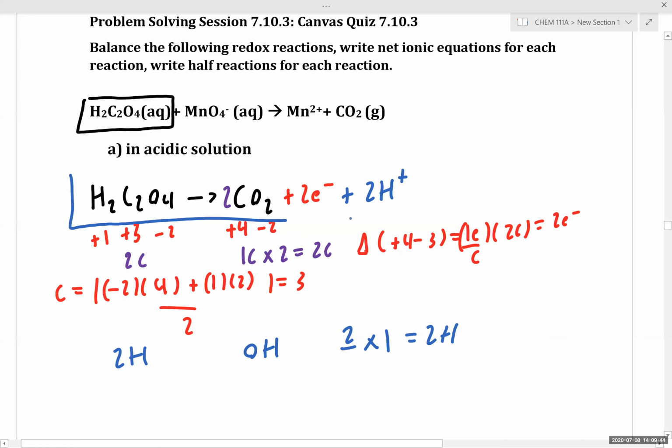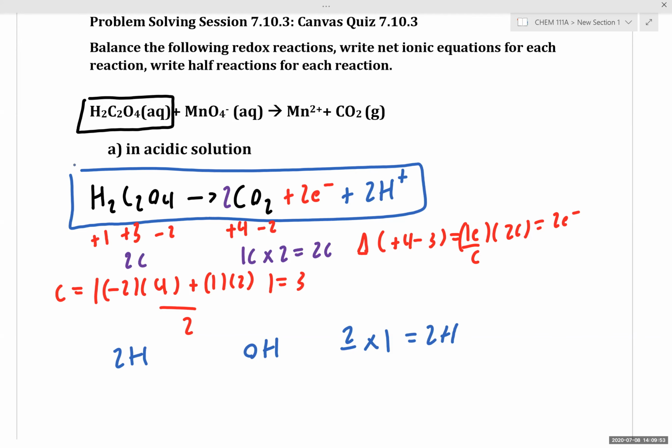So this is our first balanced half reaction. I'd like you to take another 4 minutes and try to write the second half reaction balanced under acidic conditions. And we'll discuss the second half reaction in another 4 to 5 minutes.